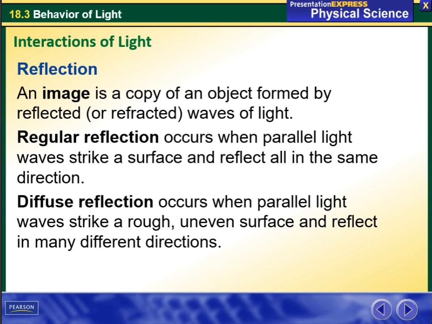Regular reflection occurs when parallel light waves strike a surface and reflect in the same direction. A diffuse reflection occurs when parallel light waves strike a rough, uneven surface and reflect in many different directions.